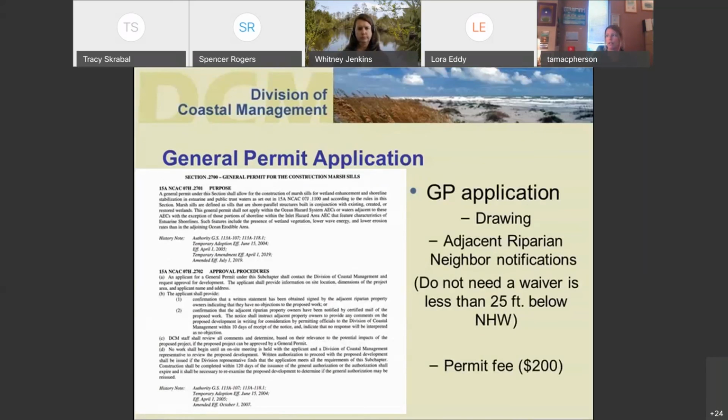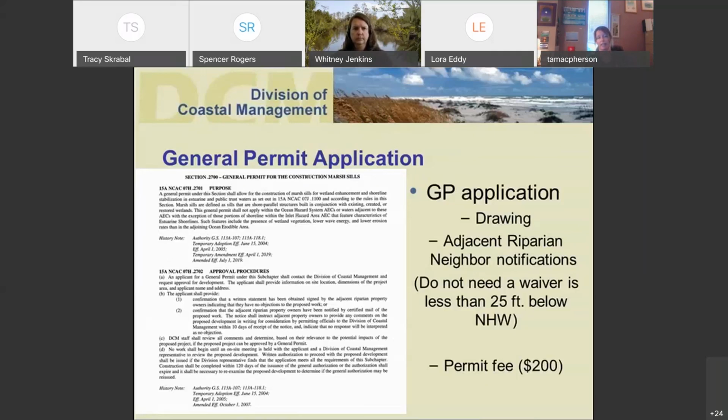So if you want to know all the specific criteria for a general permit, you can Google NCDCM, and it's the general permit 2700. It'll tell you the purpose, the approval procedures, and outline all of those individual criteria that I've talked about that allow you to qualify for this type of permit. It's relatively simple to get.